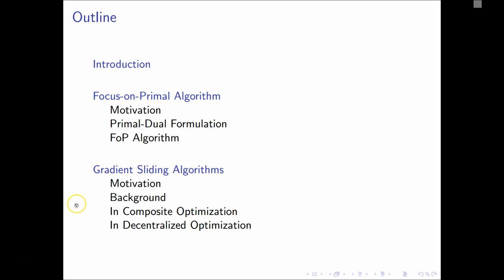So this is our outline. We first introduce what is decentralized optimization and what we do with it, and there's a problem with it. Then we focus on primal algorithms to solve the communication problem in optimization. We introduce the motivation, do some formulation, and finally introduce the algorithm. Later we'll take a detour into the gradient sliding algorithms. We also introduce the motivation and background, and first apply it to composite optimization and then to decentralized optimization.